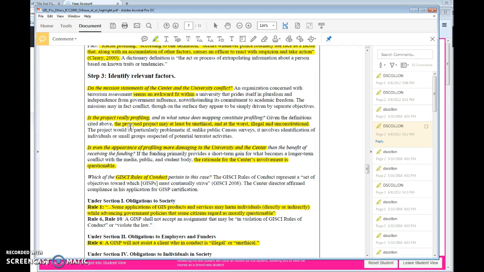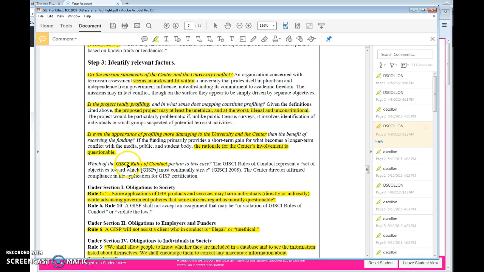Okay, relevant factors. Do the mission statements of the center and the university conflict? Seems to be an awkward fit within the university. Is the project really profiling? The proposed project may at least be unethical and at worst illegal or unconstitutional. Is the appearance of profiling damaging to the university? Which GISC rules of conduct pertain to this?